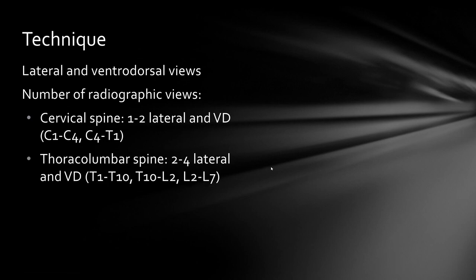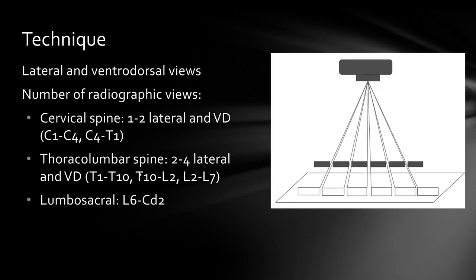Similarly, for the thoracolumbar spine, it will depend on patient size and also the indication why you are taking spinal radiographs, but usually you want at least two and possibly up to four lateral and VD views, respectively, centered on the different body areas. And for the lumbosacral spine, usually you only need one, which is centered on the lumbosacral junction and cranial tail.